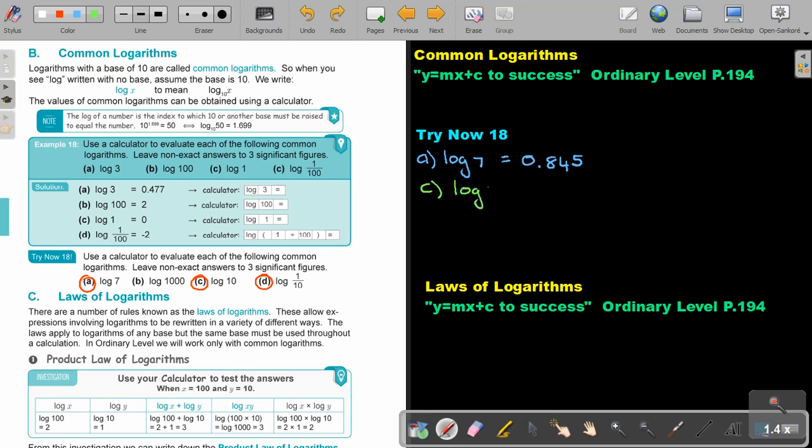Then in number C, log 10. So press on your calculator. Log 10 equals. That's an easy one. That is just going to give you 1.